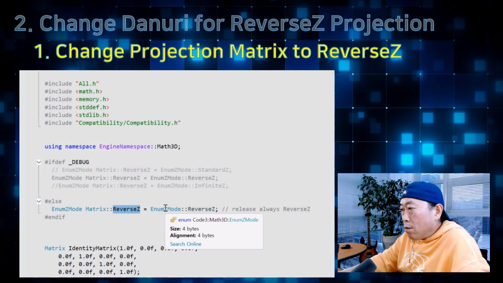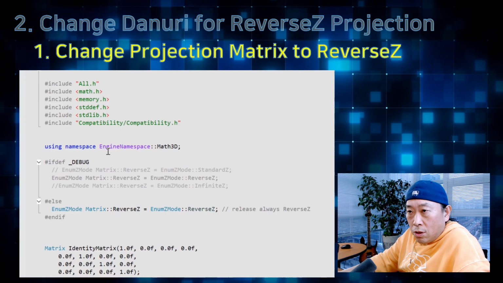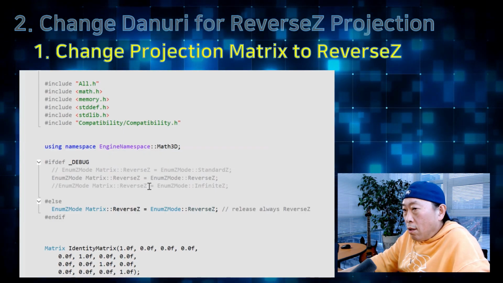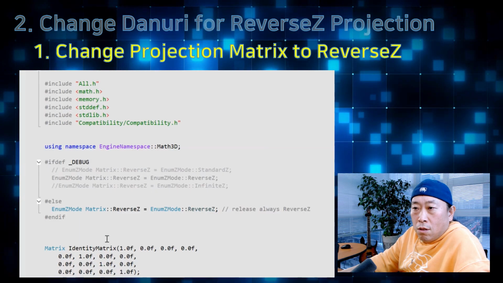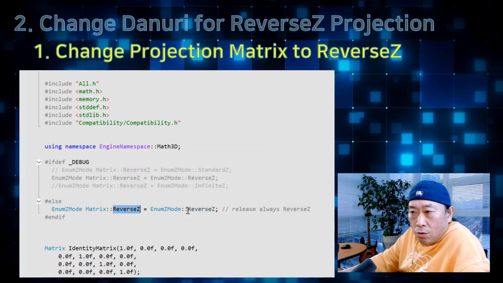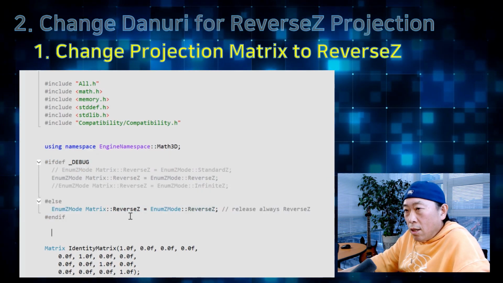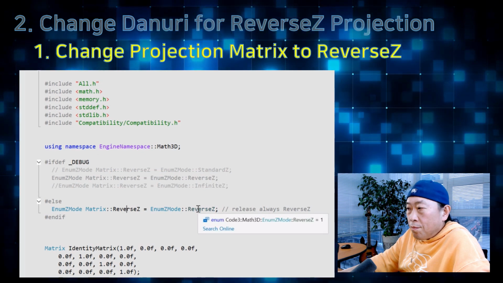This is the main alternative code for reverse Z projection. We added a global switch flag while developing. This is a static enumerated value switch, so we can switch easily between the old version and the new version.